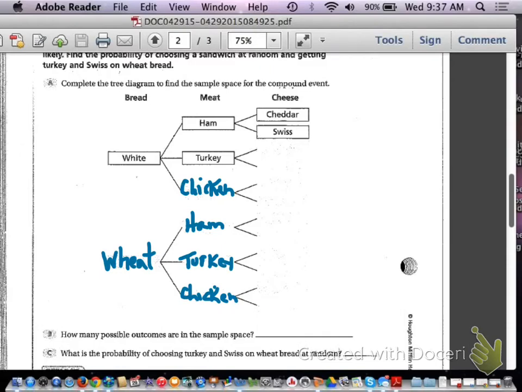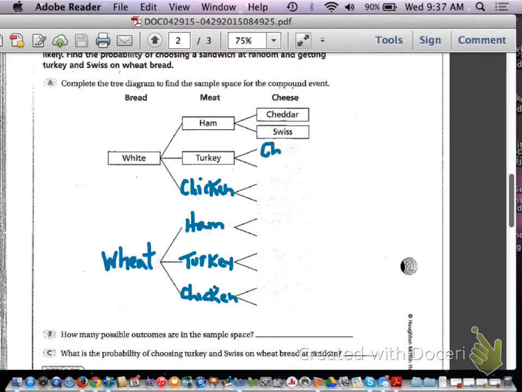So when you're looking at tree diagrams, you're trying to realize how many different branches you're going to go out to make. So always separate them out by, what is my first event? What choice do I have to make first? In this case, it's the bread. Then the second choice is the meat. And third, the cheese has to come off of each individual thing.